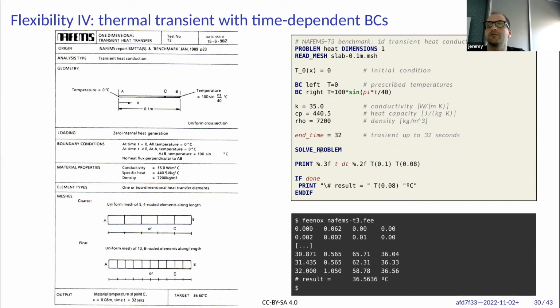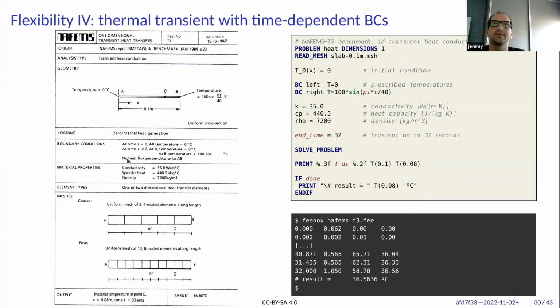So we ask to solve the problem. While we are solving the problem, we print t, the time increment, because it's adaptive, the temperature at 0.1, and this, which should be equal to this sine, and the temperature at the point C. When we're done, we just print again the temperature at point C. We run this, and we get that the result is equal to 36 point something, which is nearly what the target of the problem is.